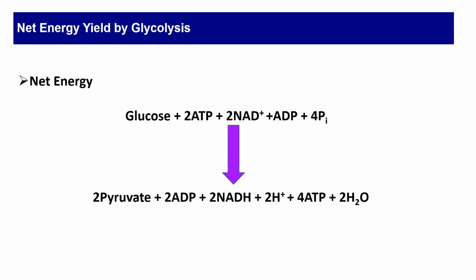The net energy yield by glycolysis is given by glucose plus 2 ATP plus 2 NAD plus 4 ADP plus 4 atoms of inorganic phosphorus give rise to 2 pyruvate plus 2 ADP plus 2 NADH plus 2 hydrogen ions plus 4 ATP plus 2 H2O. Thus, 4 molecules of ATP are generated in the conversion of glucose into 2 molecules of pyruvate. The net ATP production is 2, as 2 ATP molecules are utilized during the process.